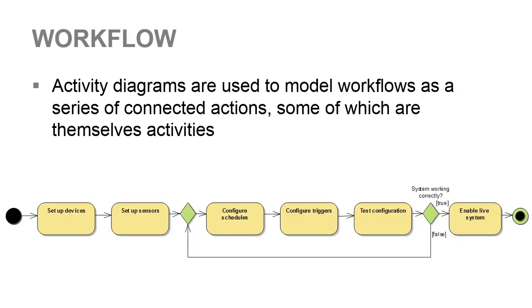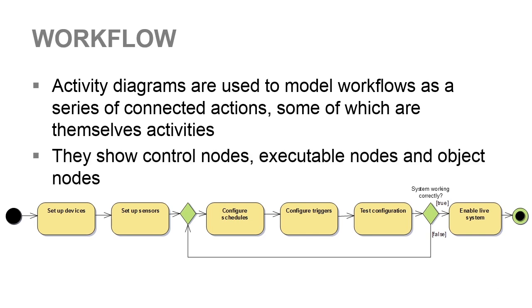An activity diagram models a workflow at some level, as we've seen in the movie about the purpose of activity diagrams. A workflow is a sequence of actions, some of which are themselves activities, or technically speaking structured activities, and which are connected together. The actions are executable nodes in the diagram, and the diagram also shows control nodes, which control the flow through the actions, and object nodes, which provide or receive data.